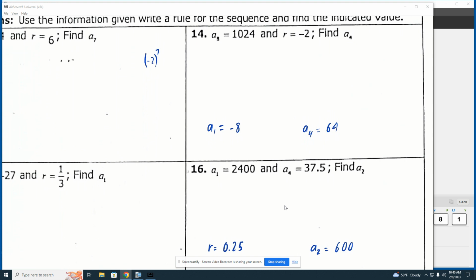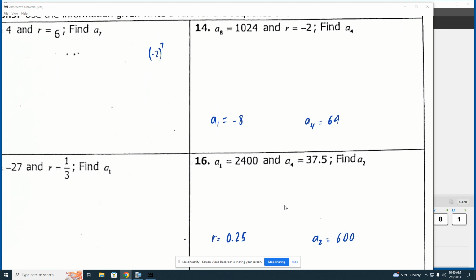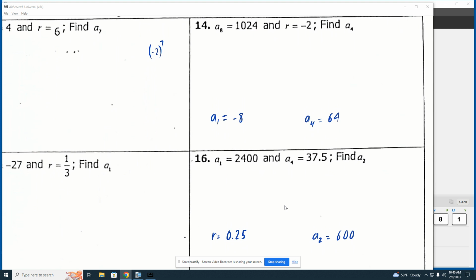so on number 14, you needed to find a sub 1, so you could then go find a sub 4. So a sub 1 was negative 8, and then the equation, of course, that let me find a sub 4, we could write it. And then number 16, you need to find your common ratio, which is 0.25, and then your second term of 600. Questions with 14 or 16? Most of y'all finished this in class yesterday, or at least a good portion of it. I think we answered most of the questions yesterday.